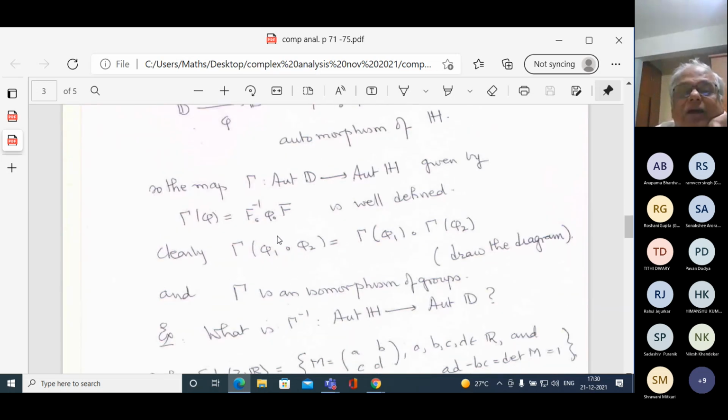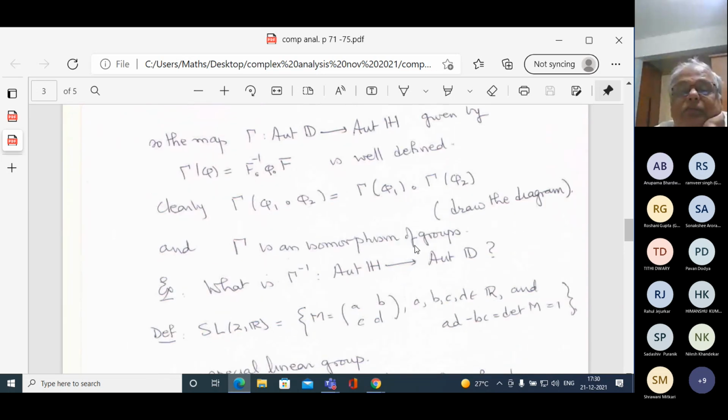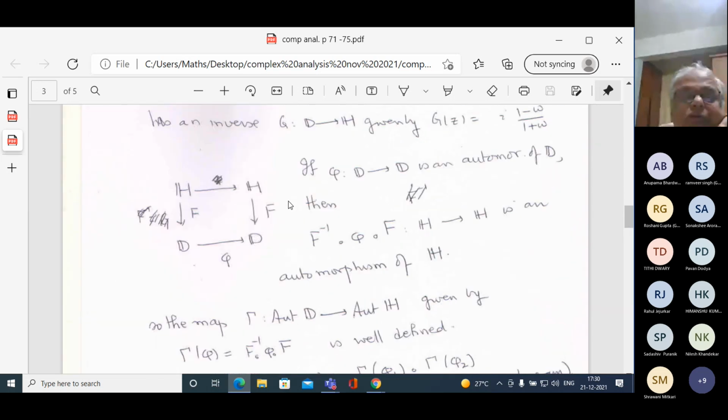Gamma of phi is this, and obviously gamma of phi 1 composed with phi 2 is gamma phi 1 composed with gamma phi 2, and therefore gamma is an isomorphism of groups. Okay, what is the inverse? You can write down what the inverse of gamma is. So as you can see, topology is not the only place where you spend your time chasing diagrams.